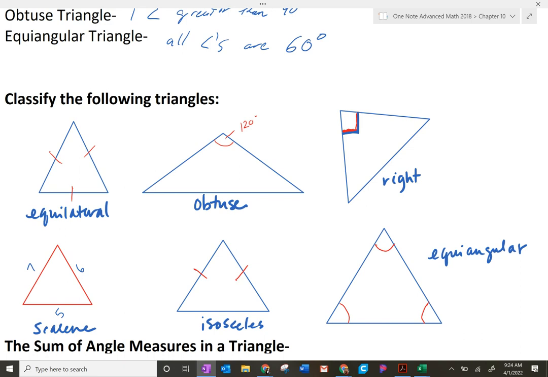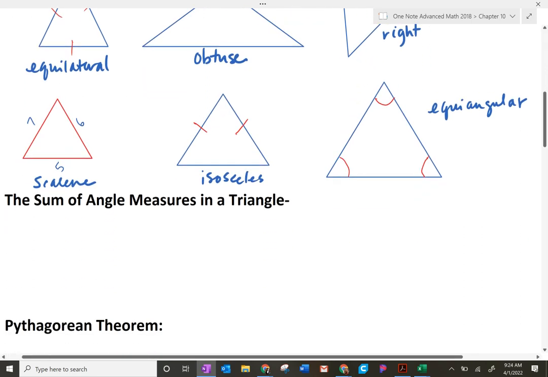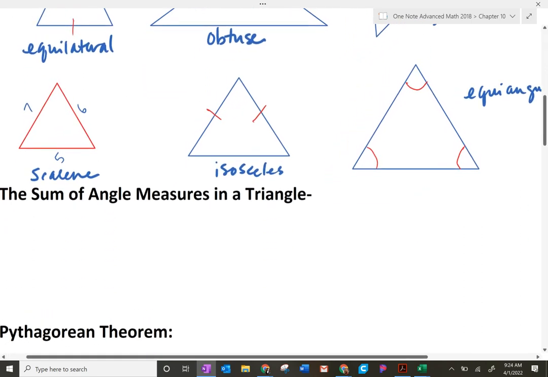All right. So the next part, I'm not going to get too crazy into it. I'm just going to give you the definition. I'm not going to give you a bunch of examples. But it says the sum of angle measures in a triangle: all three angles will always add up to 180 degrees. So you've got angle A plus angle B plus angle C will always equal 180 degrees. No matter what, a triangle equals 180 degrees.